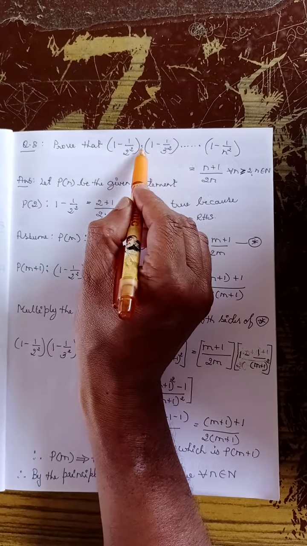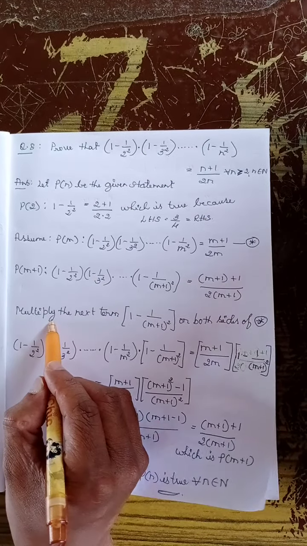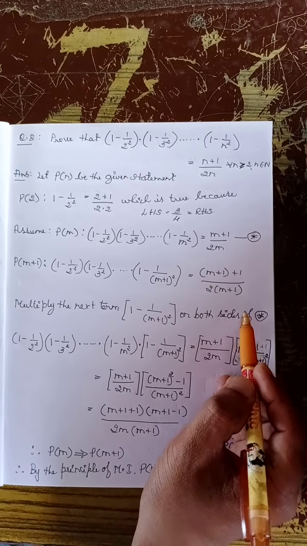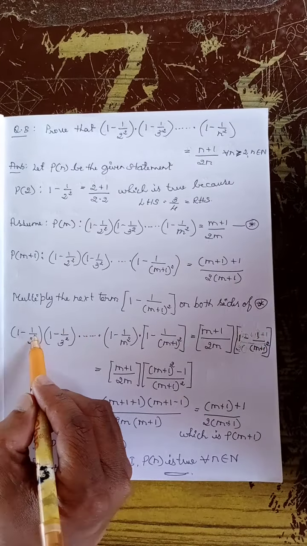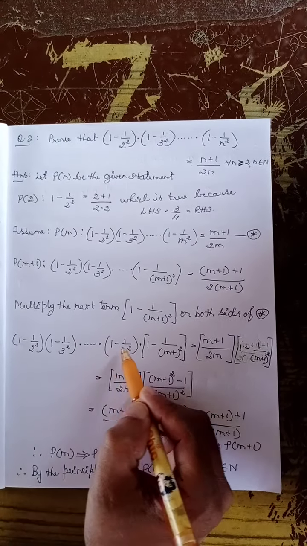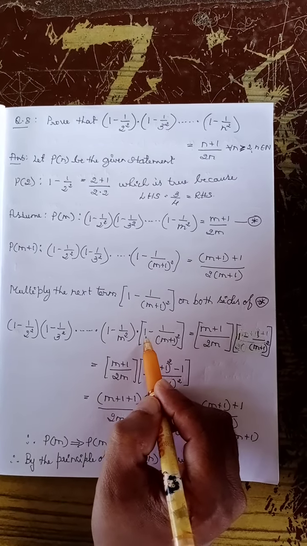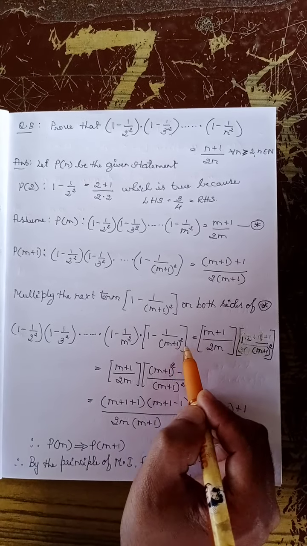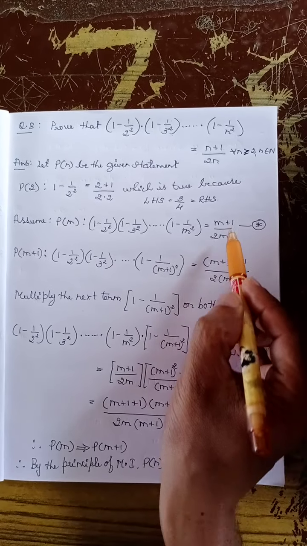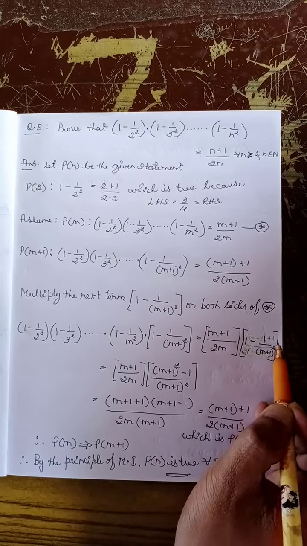If it is a sum, then we say add the next term. Here it is a product, therefore multiply the next term, 1 minus 1 by (m plus 1) the whole square, on both sides of star, so that we get (1 minus 1 by 2 square) into (1 minus 1 by 3 square) etc. (1 minus 1 by m square) into the next term (1 minus 1 by (m plus 1) the whole square) is equal to (m plus 1) by 2m into (1 minus 1 by (m plus 1) the whole square).